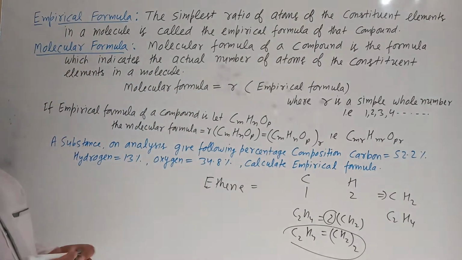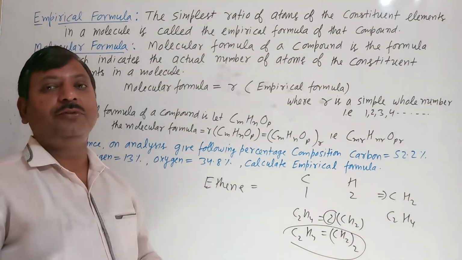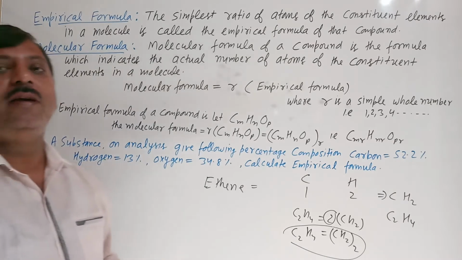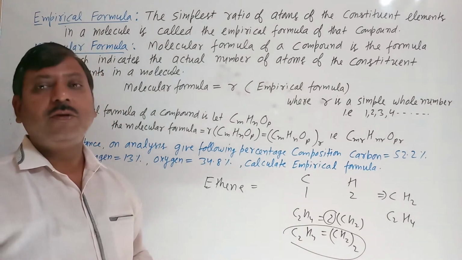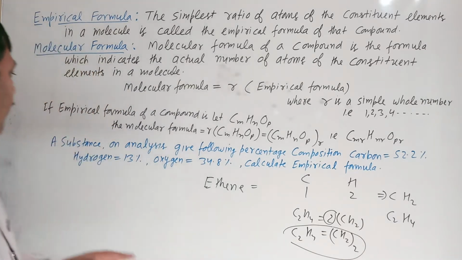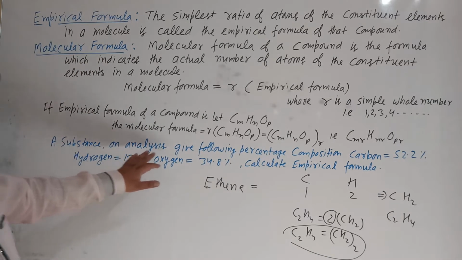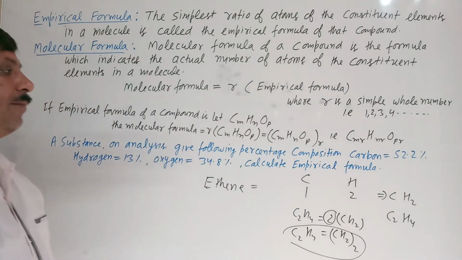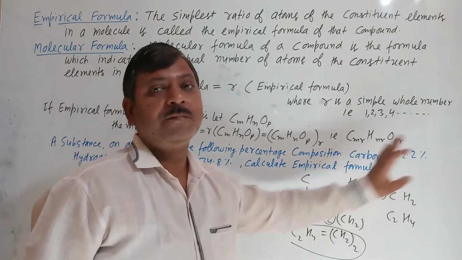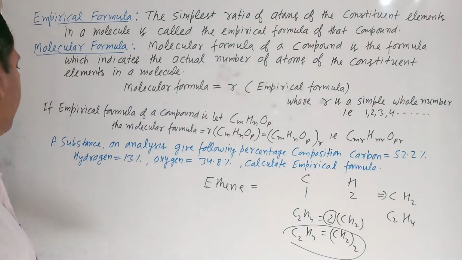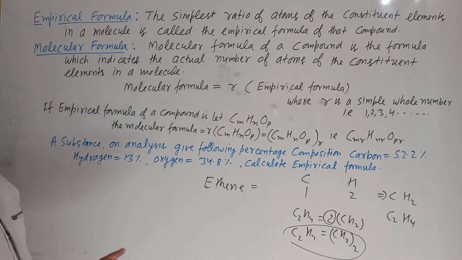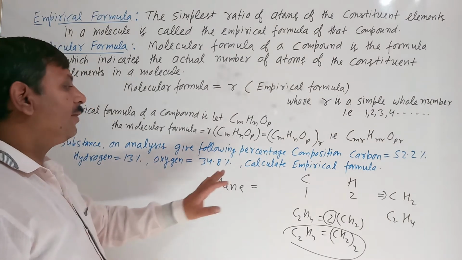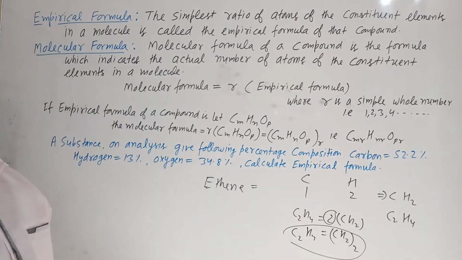Okay. If percentage composition, suppose they have given, how we are finding the empirical formula or molecular formula? One question I am giving: substance on analysis gives following percentage composition: carbon 52.2%, hydrogen 13%, oxygen they have given 34.8%. Calculate empirical formula.